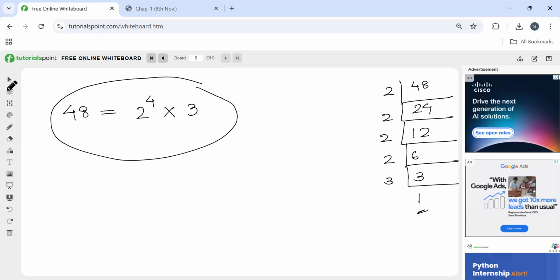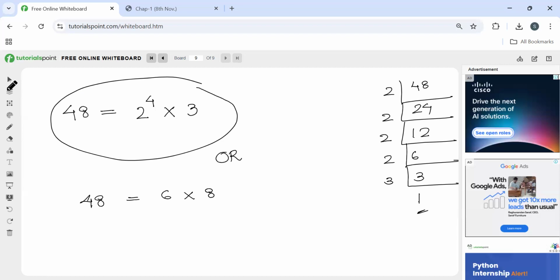Okay. Let me also explain one more method. Suppose you do not want to use the prime factorization method, then you can also write 48 first as a product of any two numbers that you know. I know that 48 is equal to 6 into 8. I know that 6 into 8 is equal to 48.